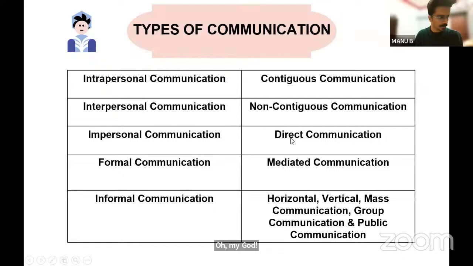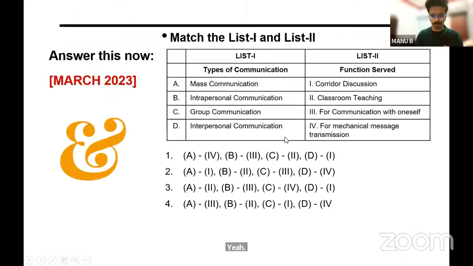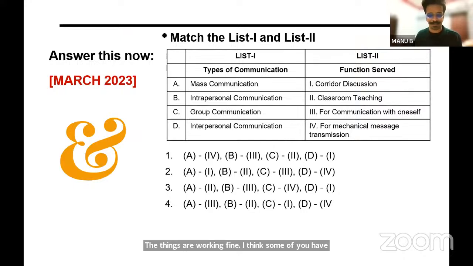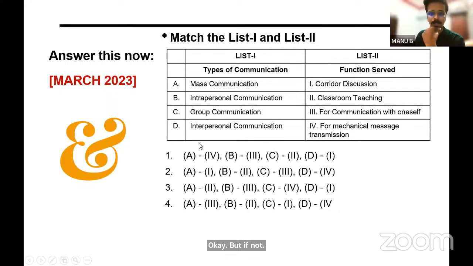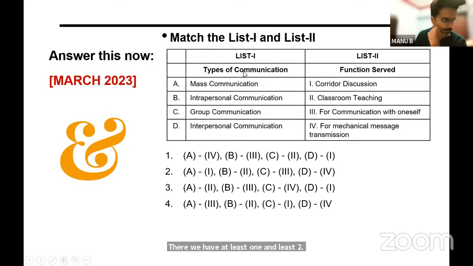Yes, the things are working fine. I think some of you have already seen the answer. So this is a question that has been asked in March 2023. There we have list one and list two. List one talks about the types of communication. Then list two is the kind of functions that are served.